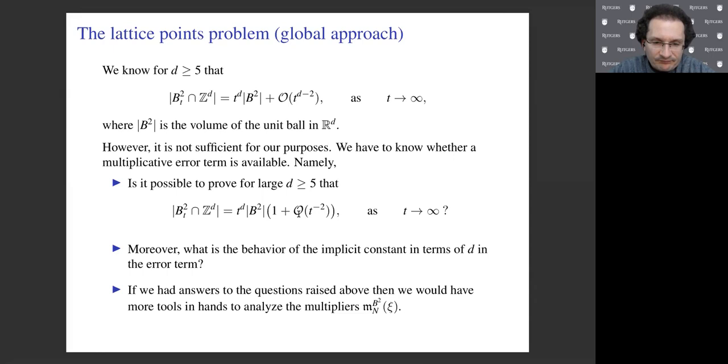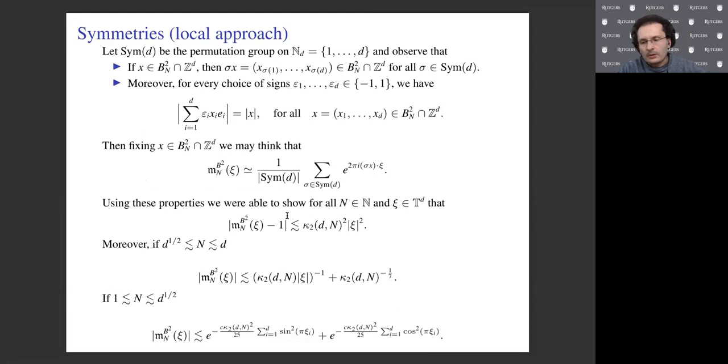And so if we had an answer to this question, then we would be able to say something about the estimates for the Fourier multiplier corresponding to our average. But unfortunately, at this moment, it's a very hard problem from number theory. And so when we started to work on this problem, we realized that the approach through the number of lattice points is not appropriate.